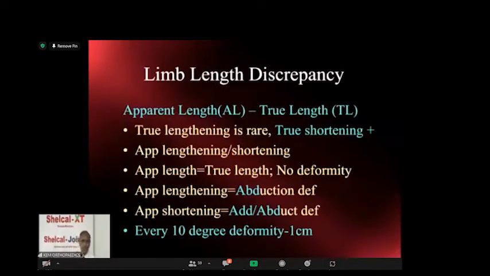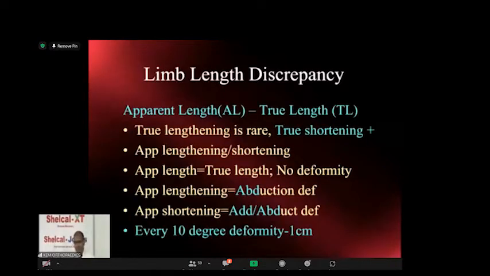Now come the two most important slides. Just remember, there are two things: one is apparent length, one is true length. True lengthening is rare. Hardly do you get a case with true lengthening. For example, an old unreduced anterior dislocation of the hip. In this kind of case, there will be true lengthening. So you don't get hardly any true lengthening.